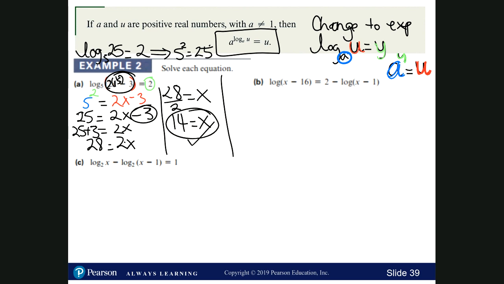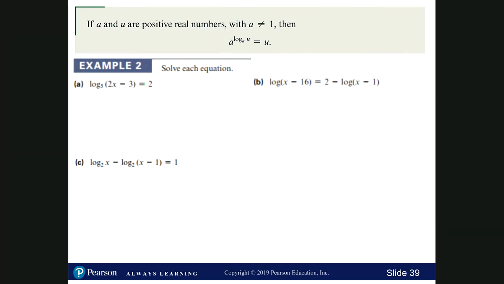It is positive. The next expression, what I'm going to do is take this logarithmic expression to the other side, and here it is subtracting from the 2. So on the other side, it will be adding. Okay, so I'm going to do that again. So the log of x minus 16 plus the log of x minus 1 is equal to, let's not forget we had a number 2 here.